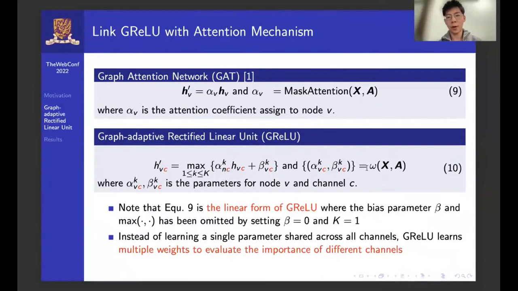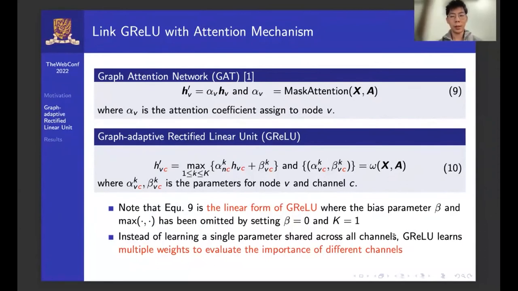We use the hyperfunction, which is similar to the mask attention. We output the two parameters for this gReLU function. The difference between this equation and this equation is the max function here. We can note that equation 9 is the linear form of the gReLU, where the bias parameter beta and the max have been omitted by setting beta equal to 0 and k equal to 1.